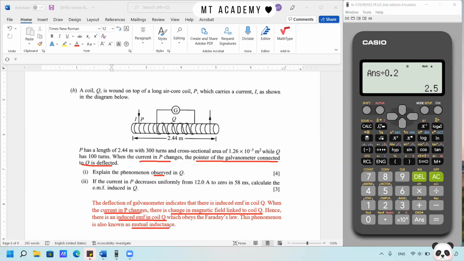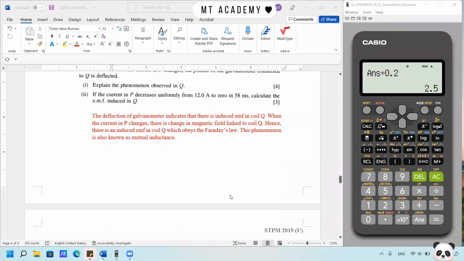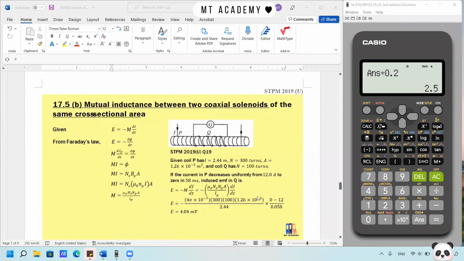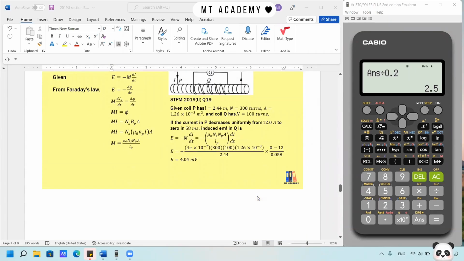You need to be sure of the difference between self-inductance and mutual inductance. If not, you can watch back the video about mutual inductance, where I have also provided the solutions of question 2 as shown in this diagram. So we just proceed to the next question.